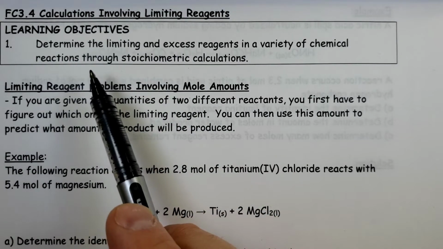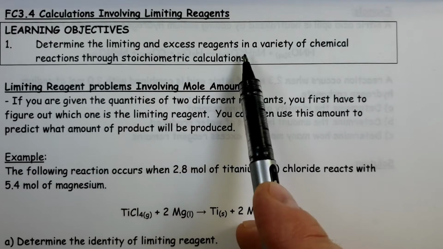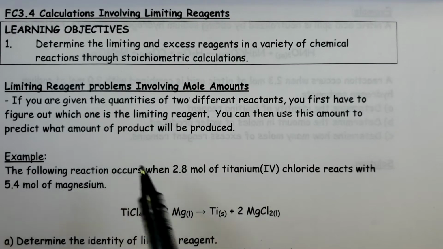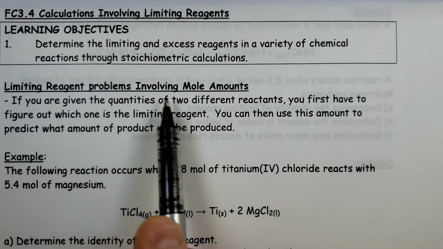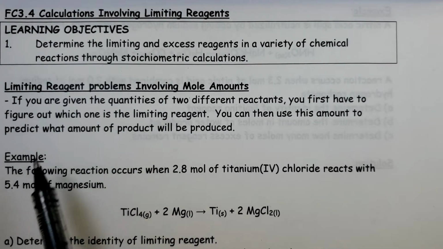So we'll look at determining what the limiting and excess reagents are in a variety of chemical reactions through stoichiometric calculations. So part one, we'll be looking at given moles of each reactant and figuring out which one is limiting. And then the second part will be starting off with grams of each reactant and then figuring out the limiting reagents.